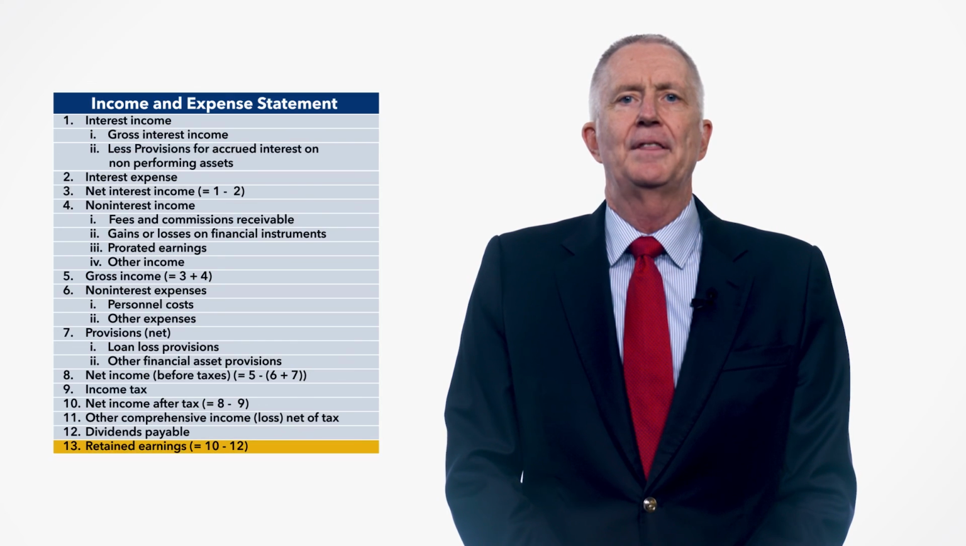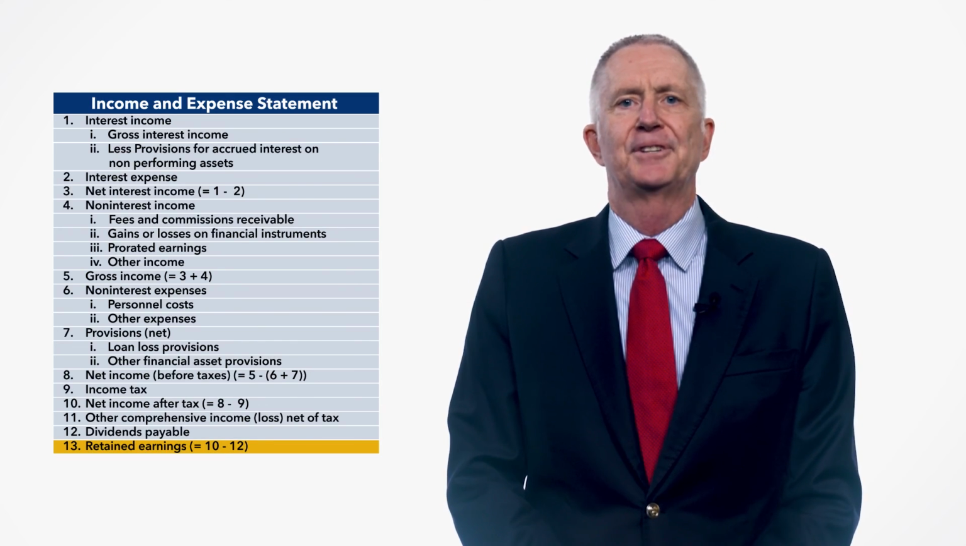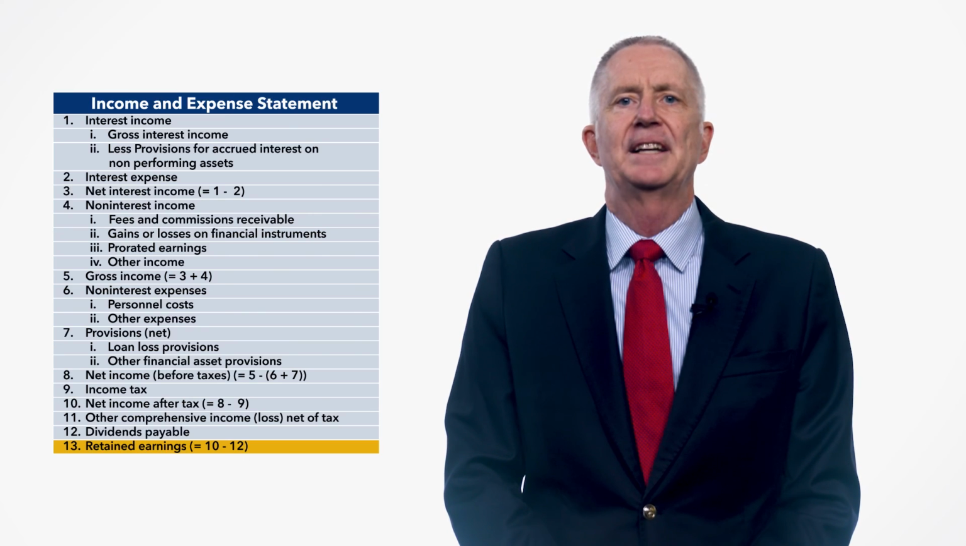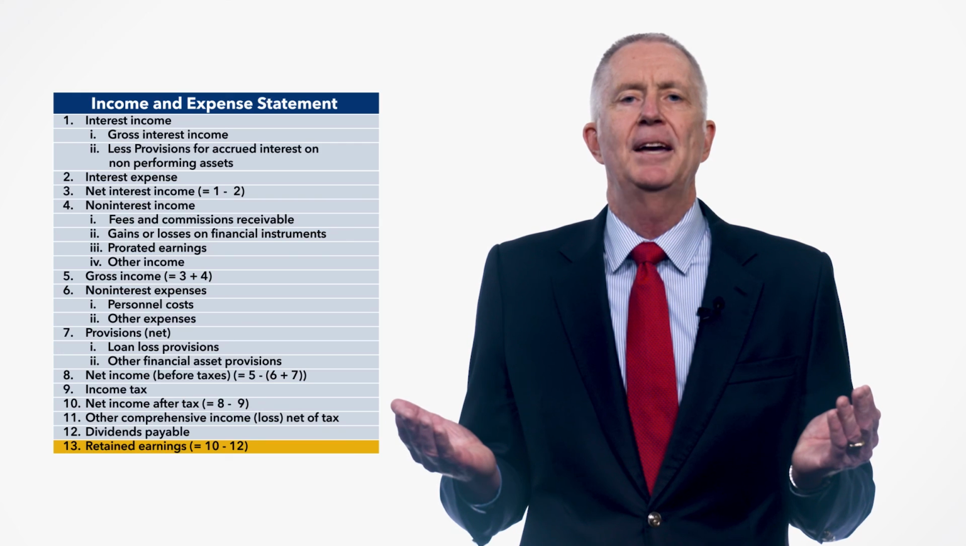Retained earnings, line 13, will be posted to the retained earnings account in capital and reserves. Retained earnings comprise net income after tax, line 10, less dividends payable, line 12.